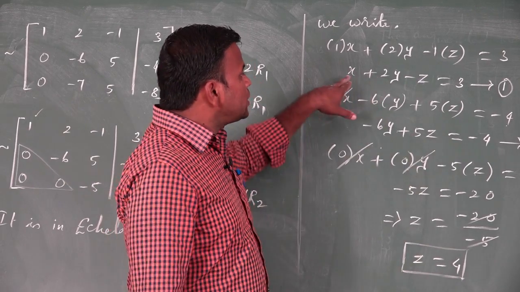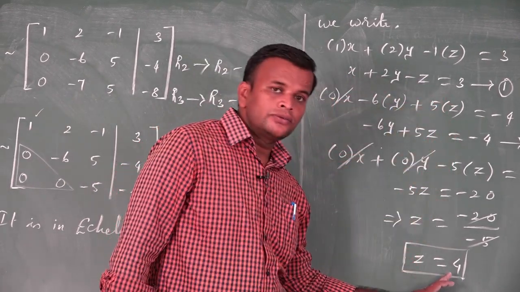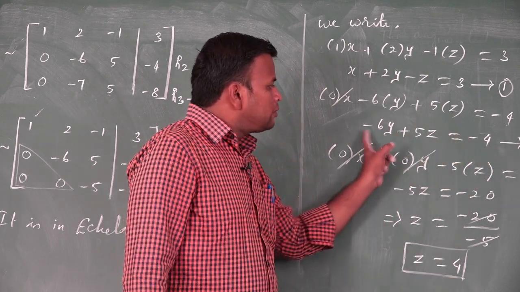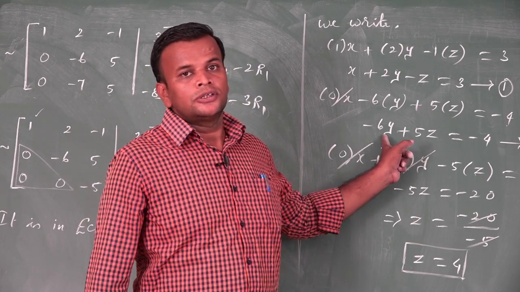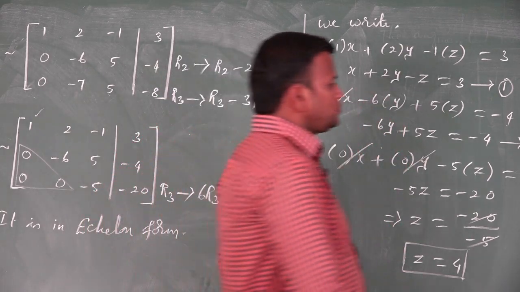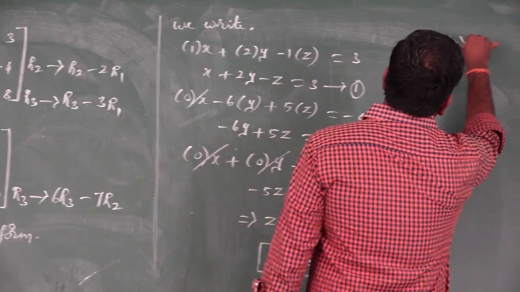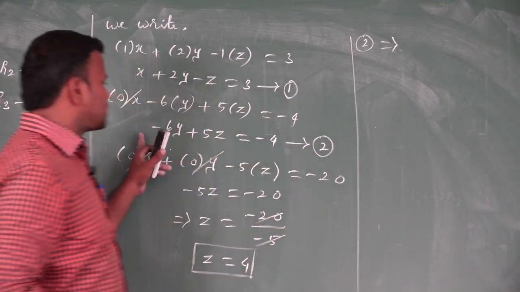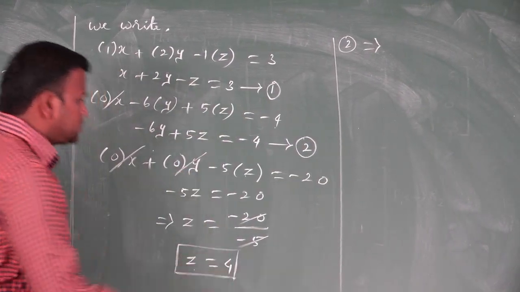In 1 there will be x, y and z, 3 unknowns. In 2 there will be only 2 unknowns, so we have only one unknown value to find after substituting. Using this, we find another unknown, y. So we substitute the value of z in 2, the second equation. In the second equation we use the value of this z.